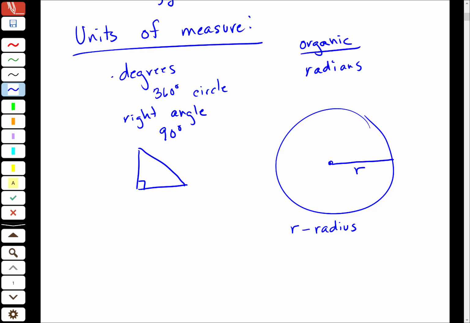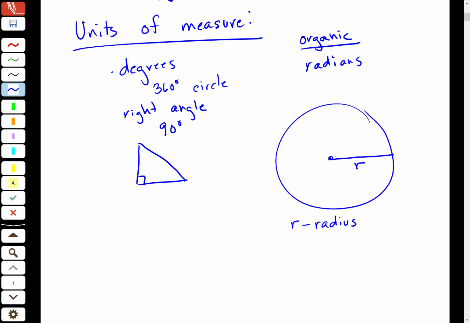So I have this radius, and it turns out when people were trying to figure out how the radius was connected to the circumference of the circle, right? They noticed when the radius got bigger, the circumference got bigger. Again, this is just relational pattern noticing. When the radius is bigger, the circumference is bigger. When the radius is smaller, the circumference is smaller, right?